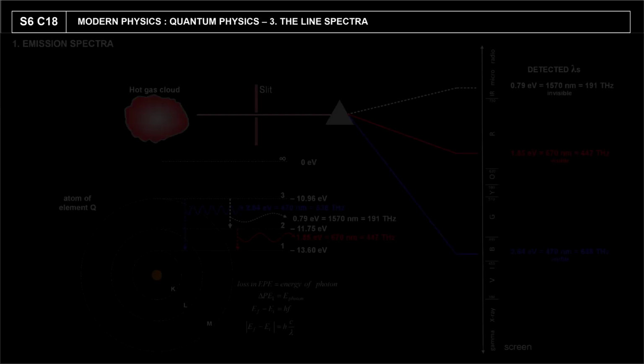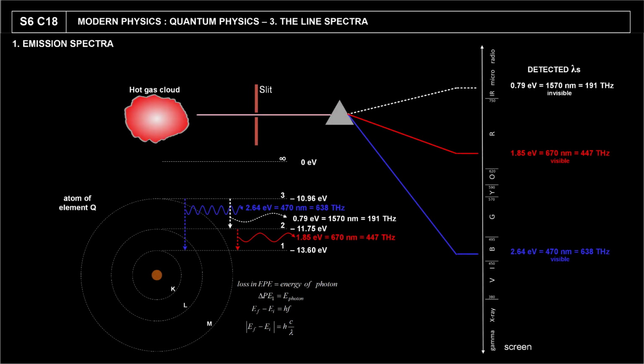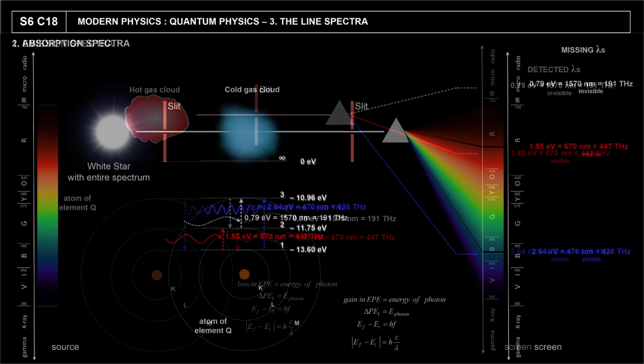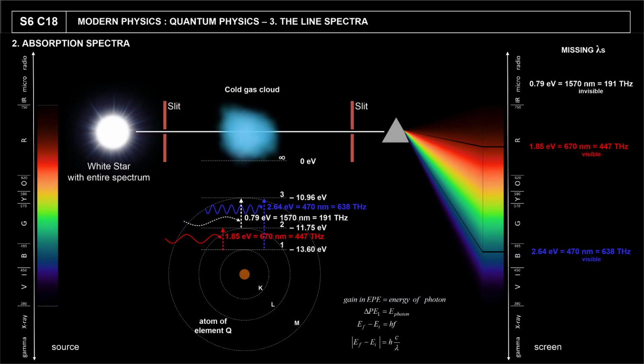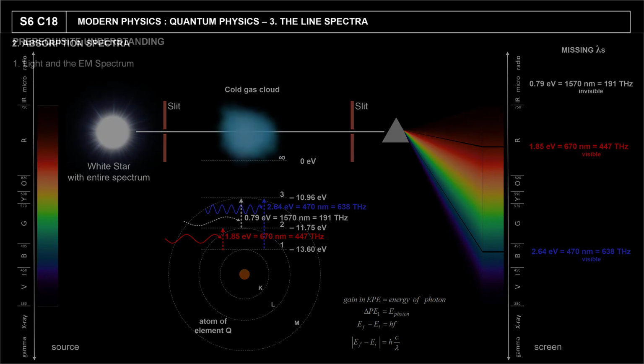Spectral lines are obtained when free-moving atoms of hot gas emit photons, or those of cold gas absorb some of the incoming photons and let the rest of them through. Let's cover some basic knowledge before we get to them.